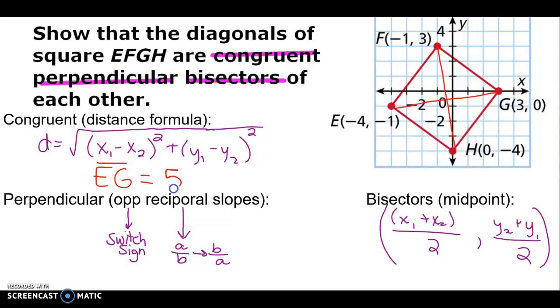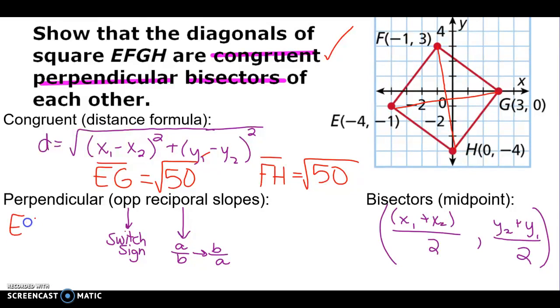Not quite 50. The square root of 50. Oh, yeah. What about for FH? Not just 50. Square root. You're going to take the square root of all of that. So, are diagonals congruent? Yeah, they come out to the same. Check that off. Okay. What was the slope of EG?